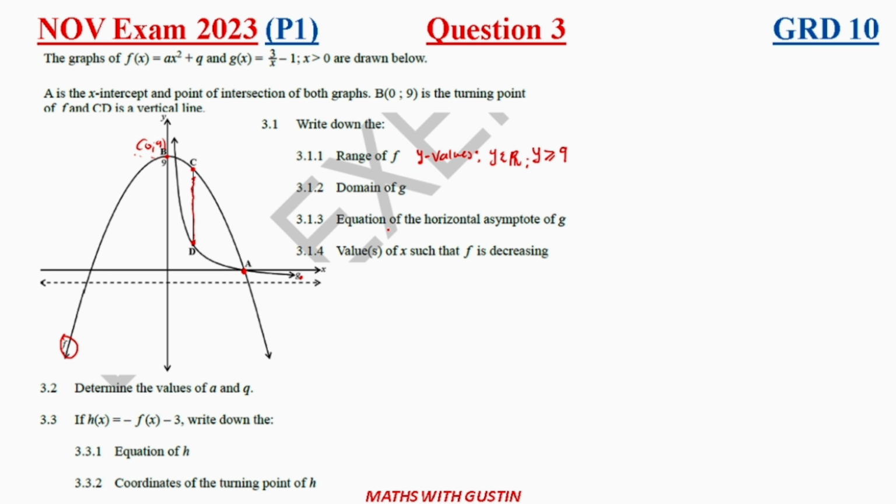Moving along, domain refers to the x values. What they're asking us here is, for which values of x does the graph of g exist? Where is the graph of g? The graph of g is here. We see it going all the way down, but it turns here. It will never touch this point.